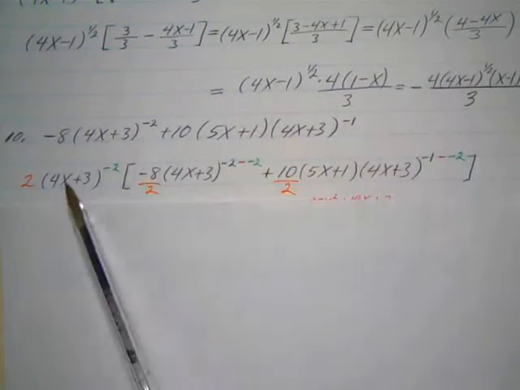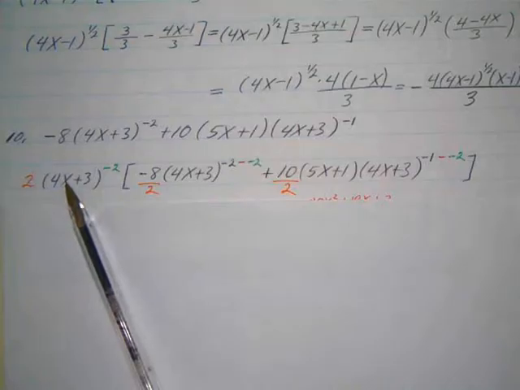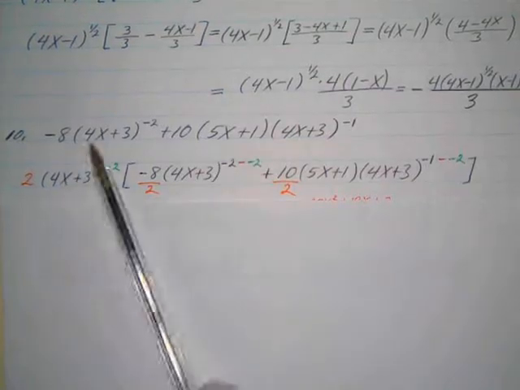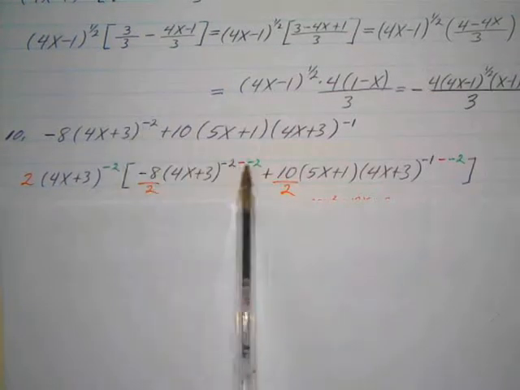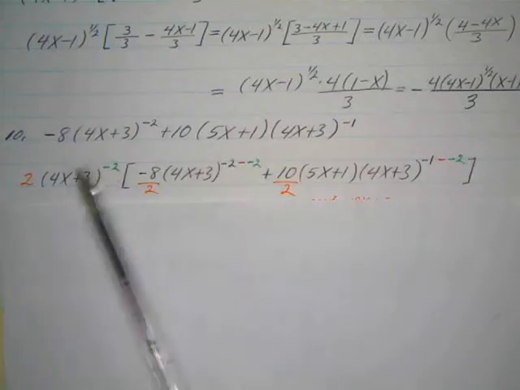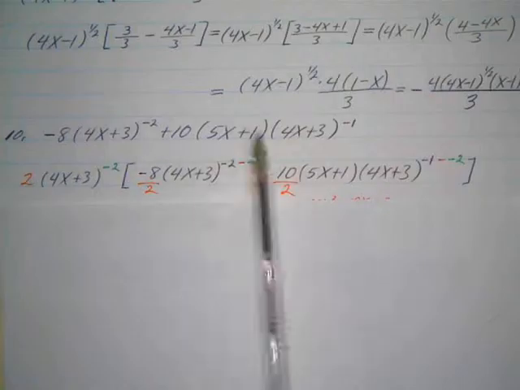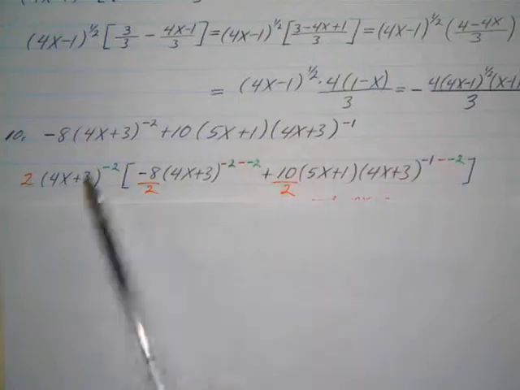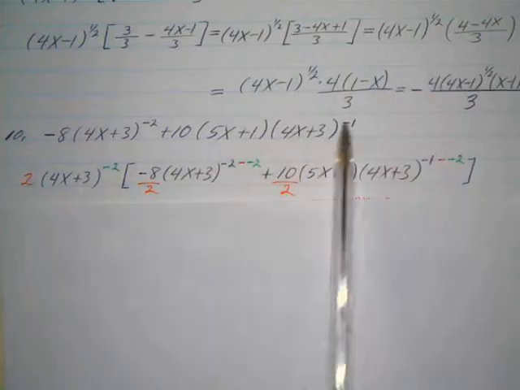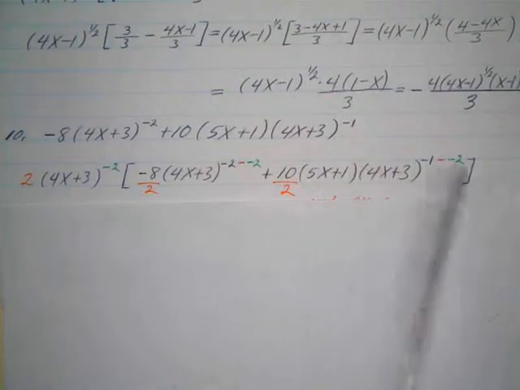And then again, we are going to factor this out, so we're going to be subtracting. So this would be my 4x plus 3 to the negative 2 minus negative 2. Remember, there's a double negative again. And this is going to be 10 divided by the 2. And then I've got the 5x plus 1 kind of stays put. And then I've got the 4x plus 3 to the negative 1 minus the negative 2. And then we just have to simplify.